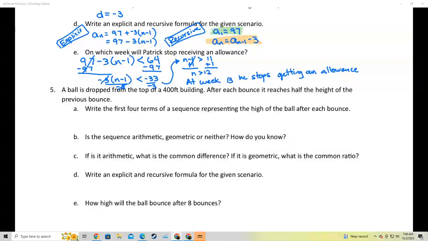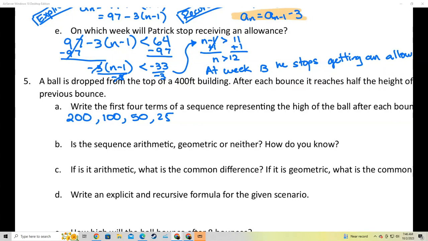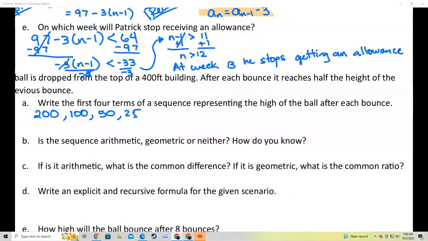After the first bounce, it's going to go half the height. So if it's going to go half, that means I should divide by 2, right? So from 400, it's going to go to 200 after the first bounce. Then it's going to go to 100 after the next bounce, then 50, then 25. And how many? They want the first 4 terms. There's my first 4 terms.